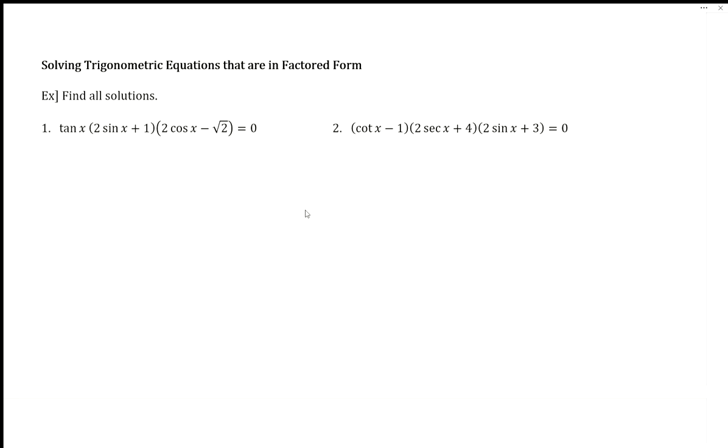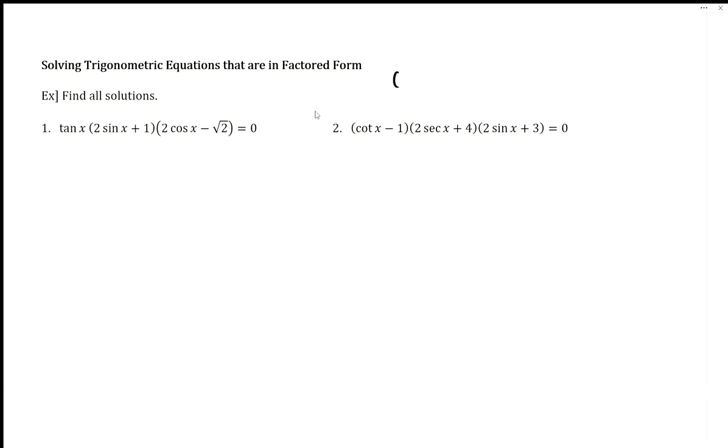Hi everyone, and welcome to our video on finding all solutions to a trig equation where it's completely factored on one side. So if it's completely factored on one side and already set equal to 0, then we're in really good shape. What we do is the zero product rule.